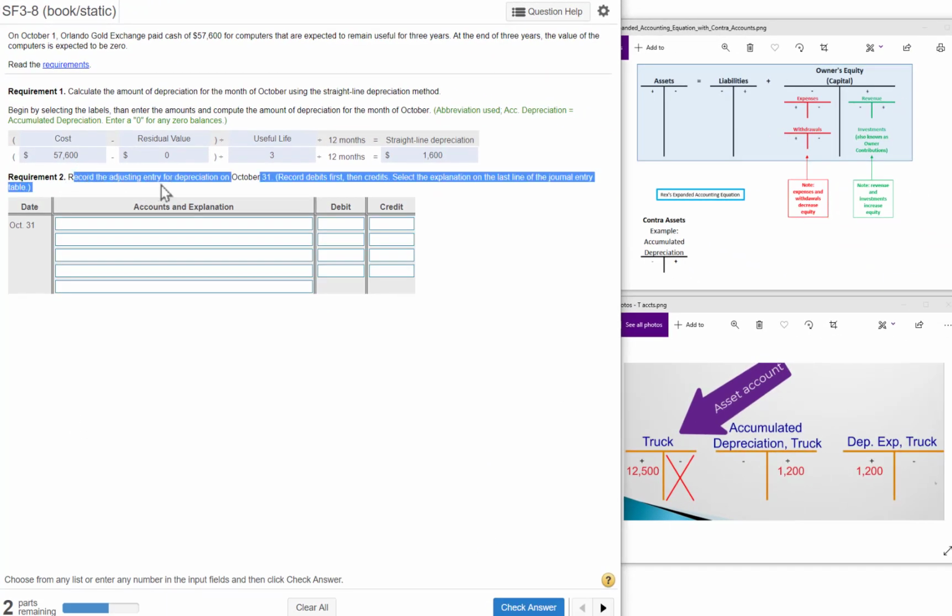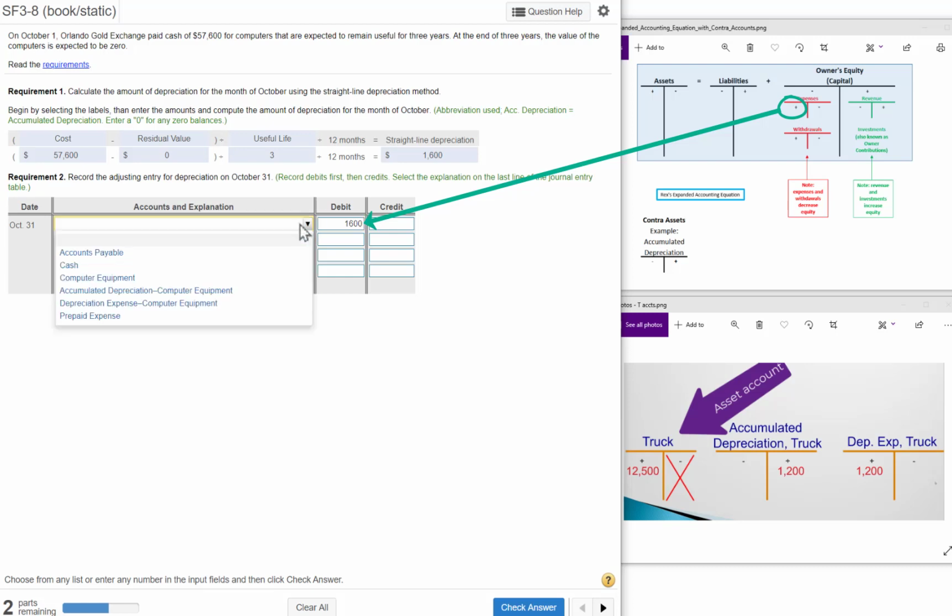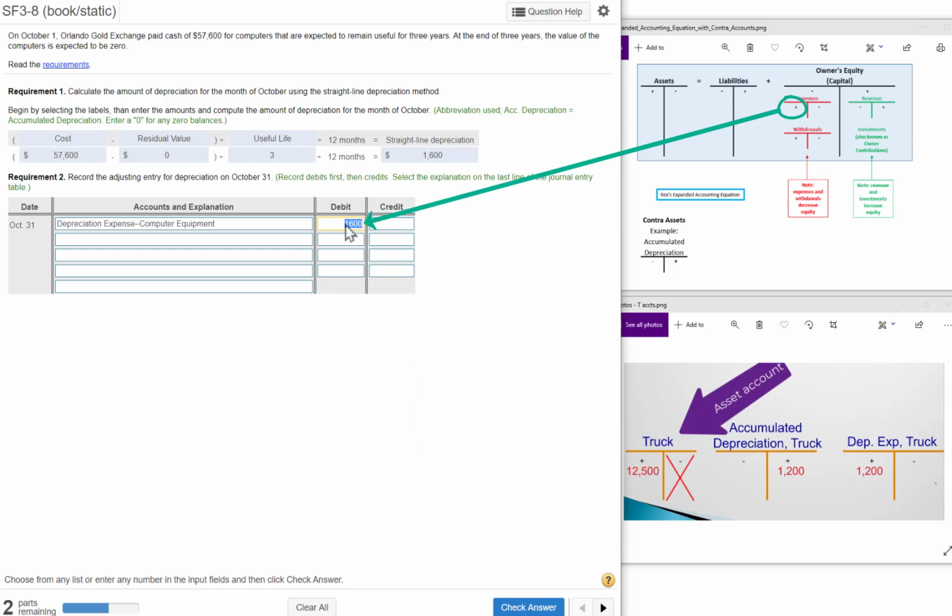Record the adjusting entry for depreciation. So now remember, depreciation is an expense, and expenses are increasing as they almost always are. So how does an expense increase? With a debit. So the debit account is going to be depreciation expense. And then we need a credit account.